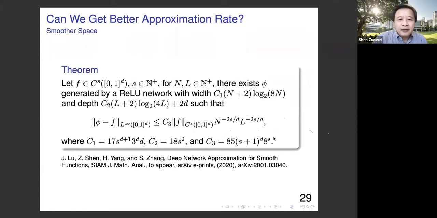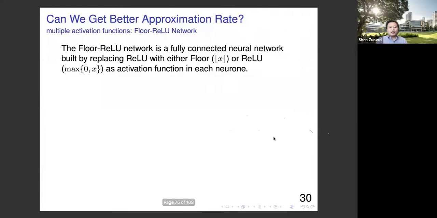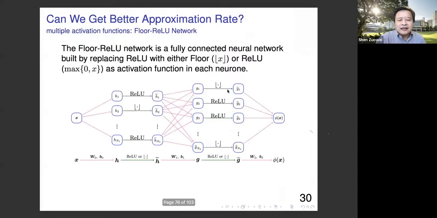Another way is, of course, to change the activation function. Instead of using one activation function, I'm using two activation functions, say floor plus ReLU. I'm free to choose two. The floor function is very simple: it's piecewise constant. ReLU is piecewise linear. So basically the neural network is the same, but each time I am free to use one of them, ReLU or floor.